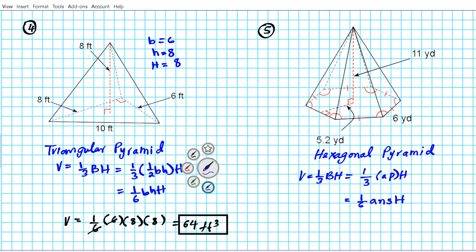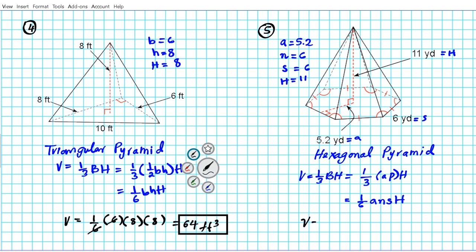The apothem A is 5.2. The number of sides, how many sides do you have here? 6, because we already talked about it earlier, it's a hexagon. So the number of sides is 6. The length of each side is also 6. And the altitude or the height of our pyramid is 11. So this is big H. This is little s. And this right here is your apothem.